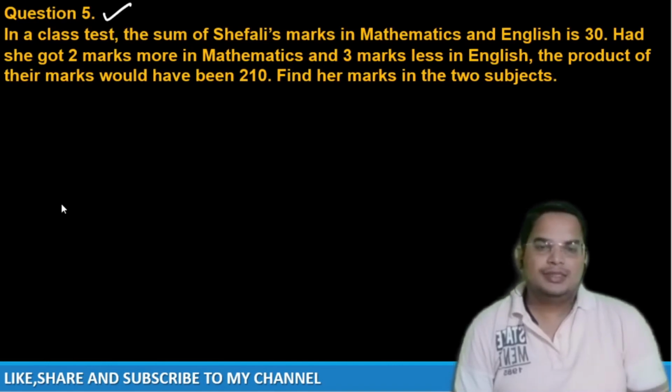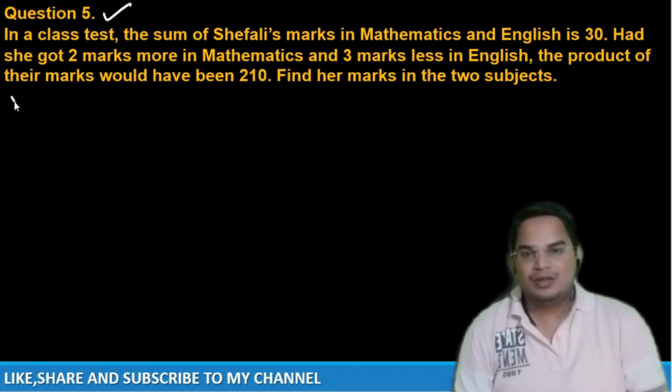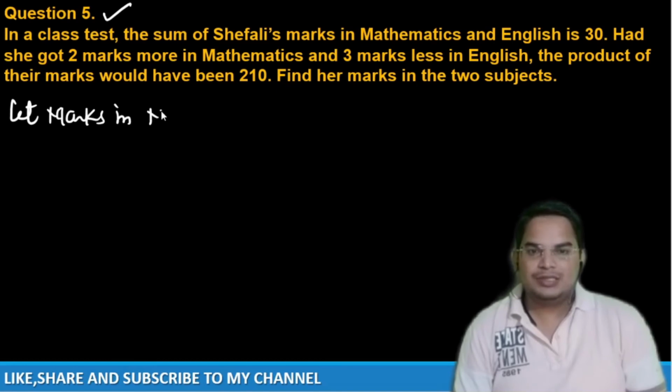In a class test, the sum of Shefali's marks in mathematics and English is 30. Had she got 2 marks more in mathematics and 3 marks less in English, the product of their marks would have been 210. Find her marks in 2 subjects. Let us take the marks in maths. Marks in maths is equal to x.